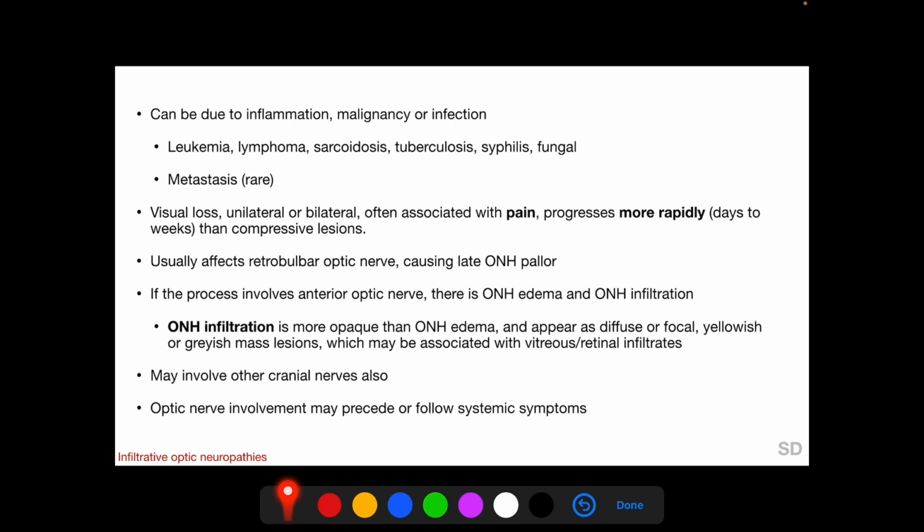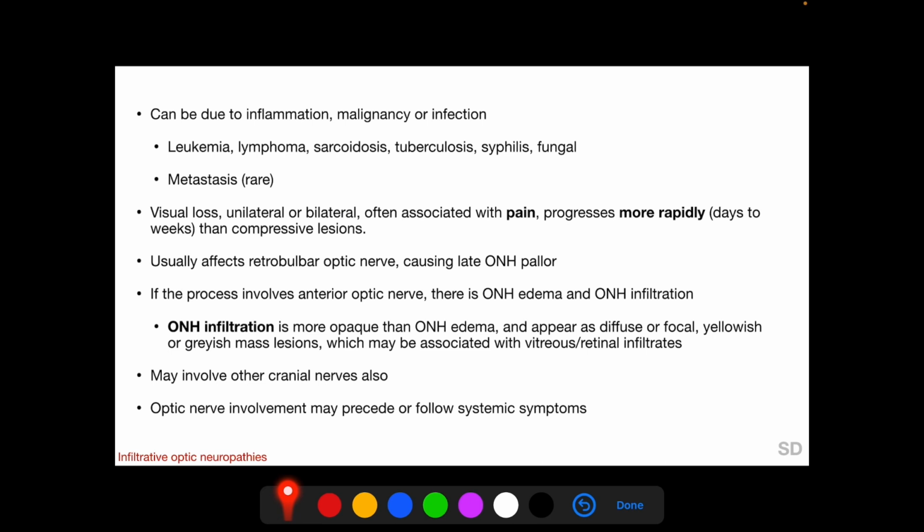It usually affects the retrobulbar optic nerve, causing late ONH pallor. However, if the process involves the anterior optic nerve, there is ONH edema and ONH infiltration. ONH infiltration is more opaque than ONH edema and appears as a yellowish or greyish mass lesion which may be diffuse or focal and which may be associated with infiltration in the adjacent vitreous and/or retina. Please look up on the internet for an image of ONH infiltration because I could not find a non-copyrighted image.